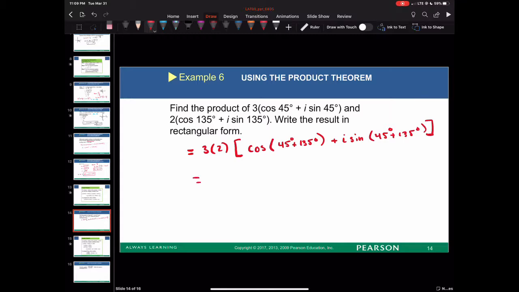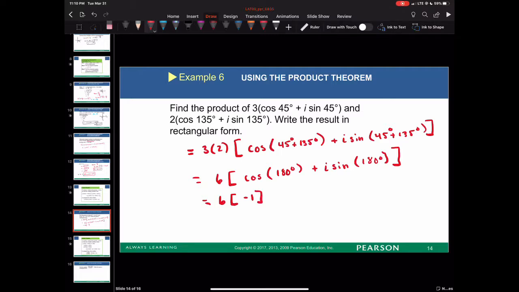Now we're going to have what? 6 times, and this is the cosine of what? 180 degrees plus i sine 180 degrees. Now, we know that what? We're going to have 6, and this is going to be times what? -1.